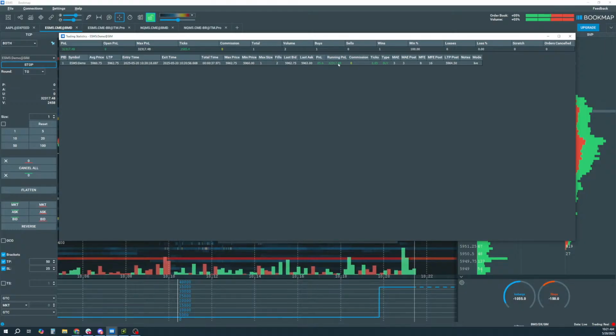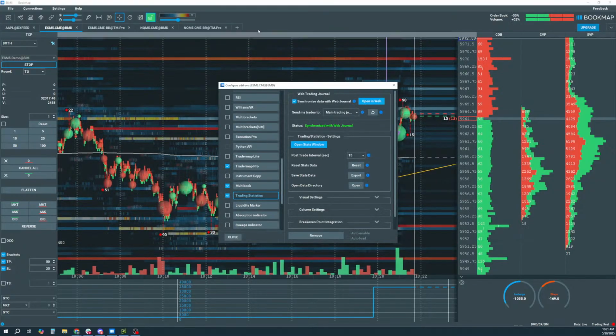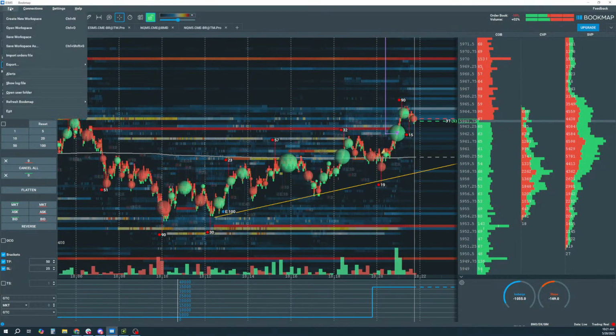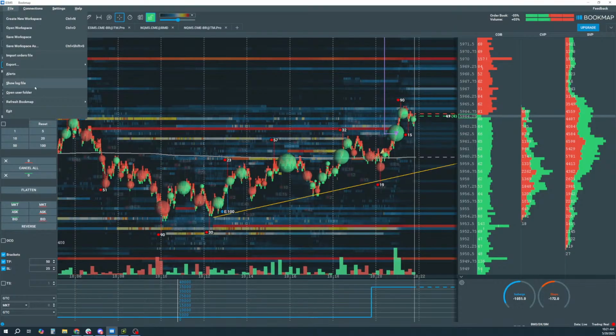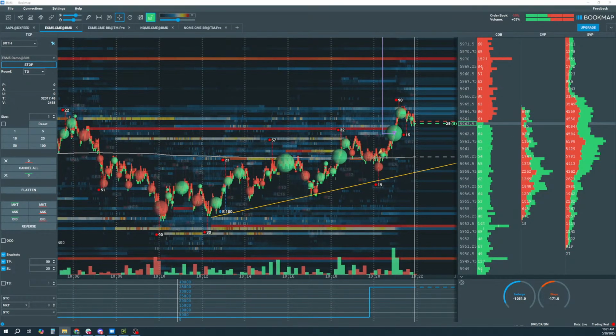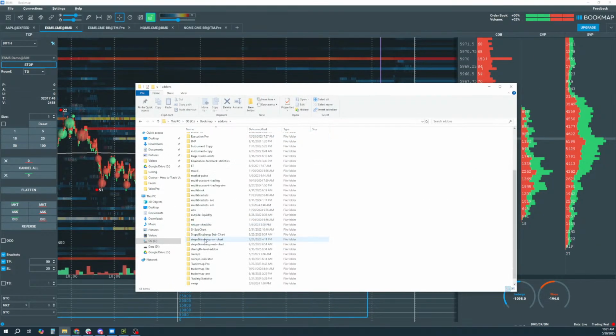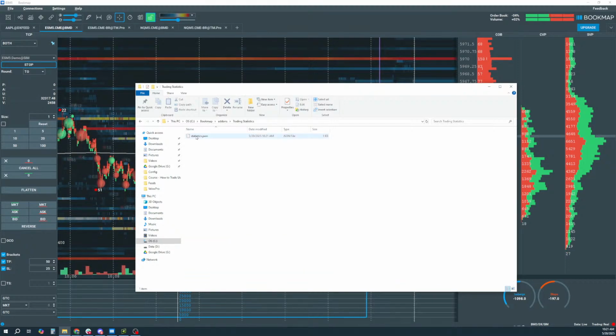We have a whole bunch of different statistics in here, you can copy and paste these into an Excel spreadsheet. You can find this also in your user folder if you want, as comma separated values. The way you can access that is go here to File, open your user folder, it is through the add-ons, trading statistics, and then you can see your statistics here.